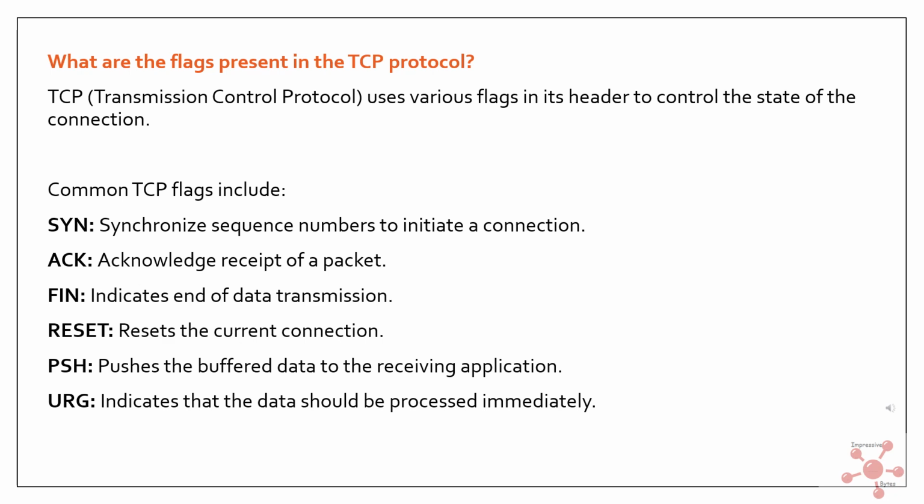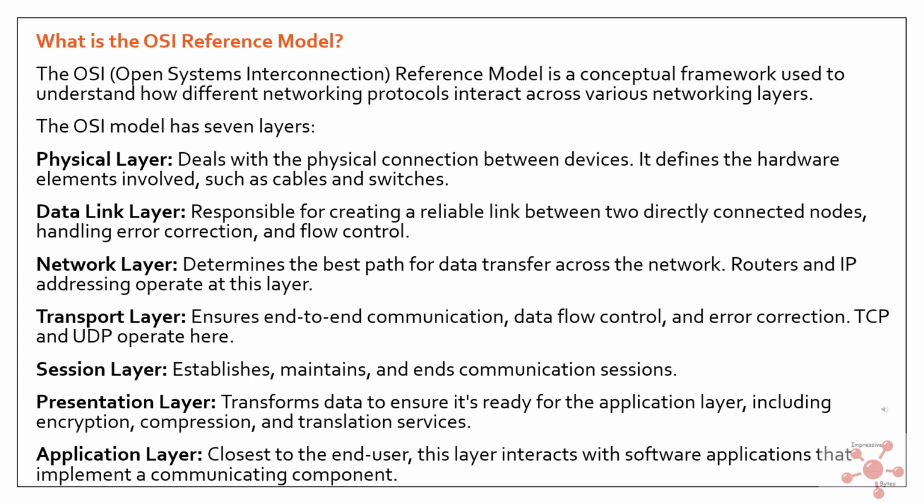What's the OSI Reference Model? Imagine the OSI model as a 7-floor building. Each floor, or layer, has a specific role in networking. The physical layer is the foundation, dealing with raw data transmission through cables and switches. The data link layer ensures a stable and error-free connection between 2 points. The network layer plots the best route for data.